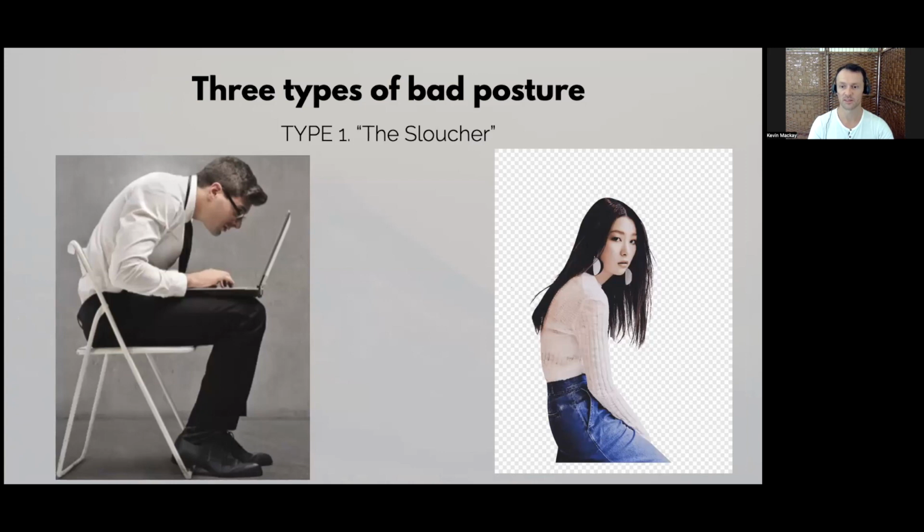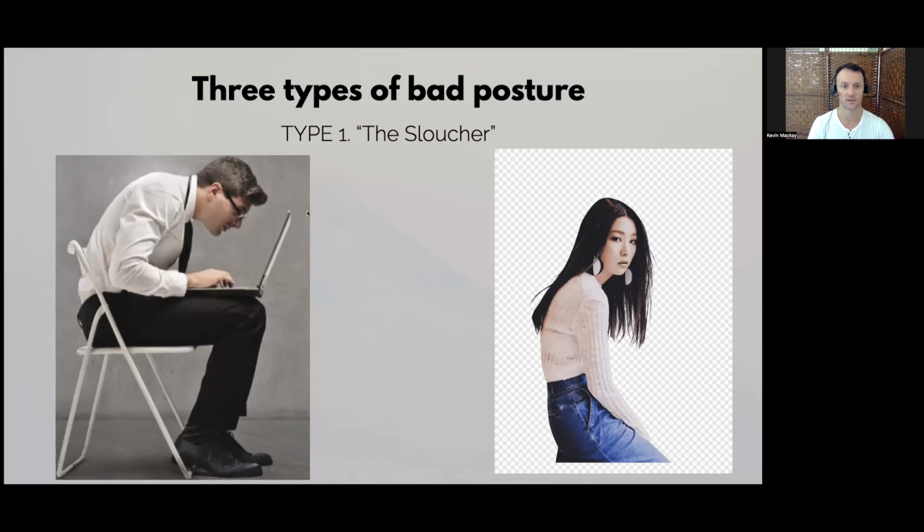So let's talk about the three types of bad posture. Type number one, the sloucher. Everyone knows this guy. You've seen him, and maybe you are him. You know this is wrong. Everybody knows this is wrong. Maybe somebody comes up, clips you in the ear, or reminds you of it, and you just catch yourself. So there's no debate about this.